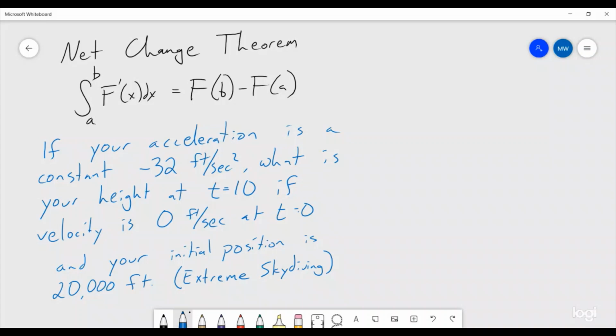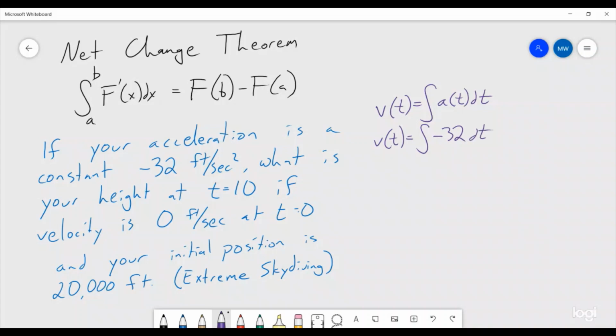So the way we would approach this problem is actually using the net change theorem. We know the relationship between acceleration, velocity, and position. They are all derivatives of each other. If we need to know what our height is, we first need to figure out our velocity. So we can go through and figure these different things out piece by piece. So velocity as a function of time is going to be the integral of your acceleration. So velocity is the integral of -32.